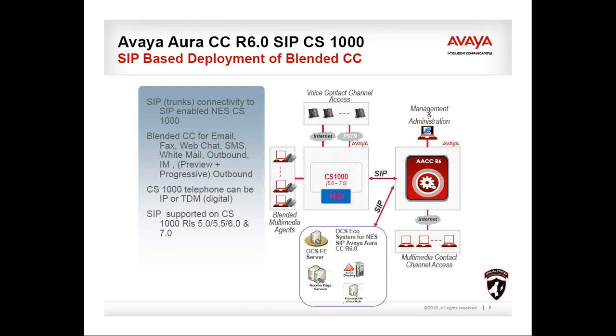And those of you that may be on the Nortel side of the house running a CS1000, same type of setup, using SIP as the connector here between the CS1000. Notice CS1000 has to be 5.0 or higher, so if you are on a lower version, step 1 would be get current, step 2 would be the contact center piece. Same blended contact center environment.